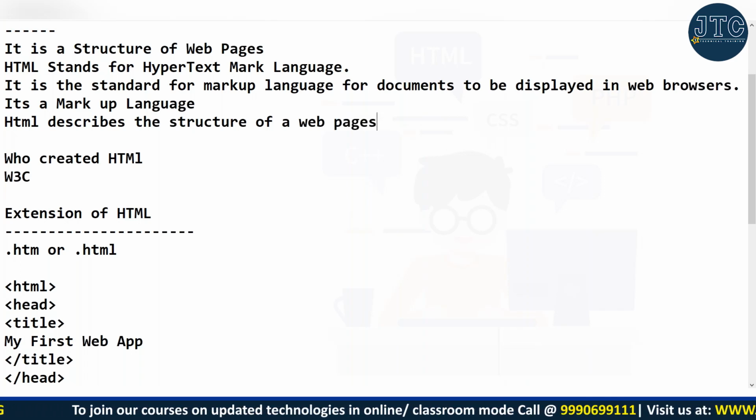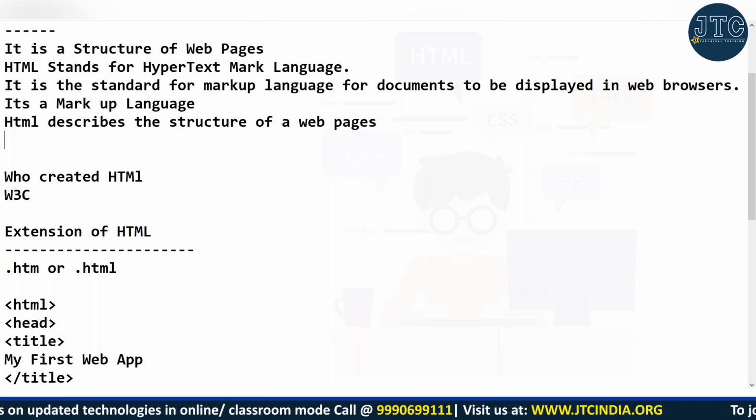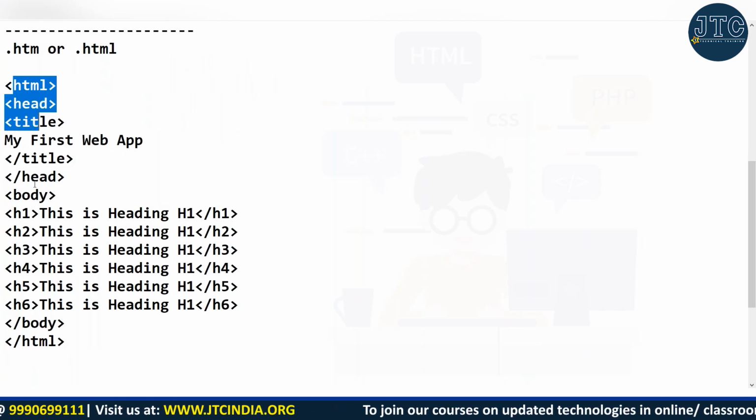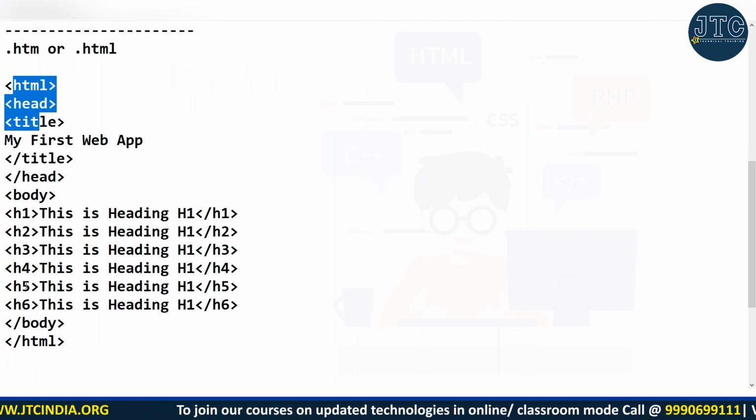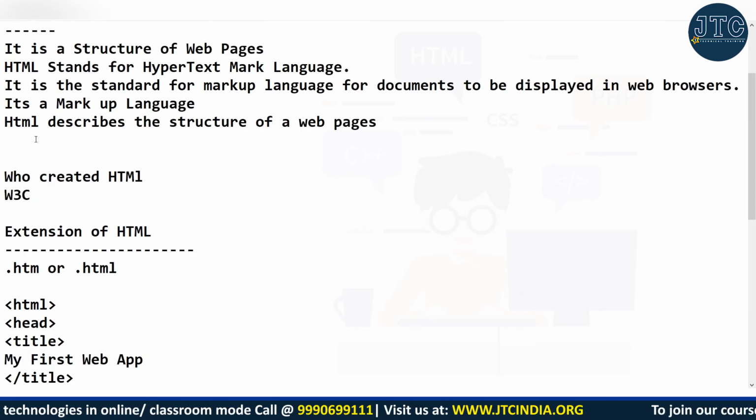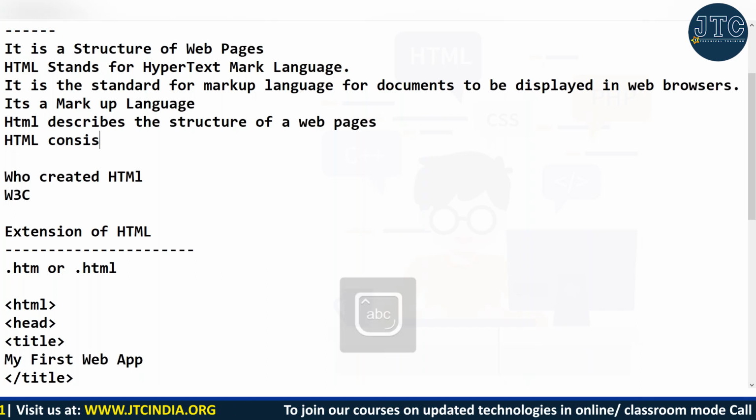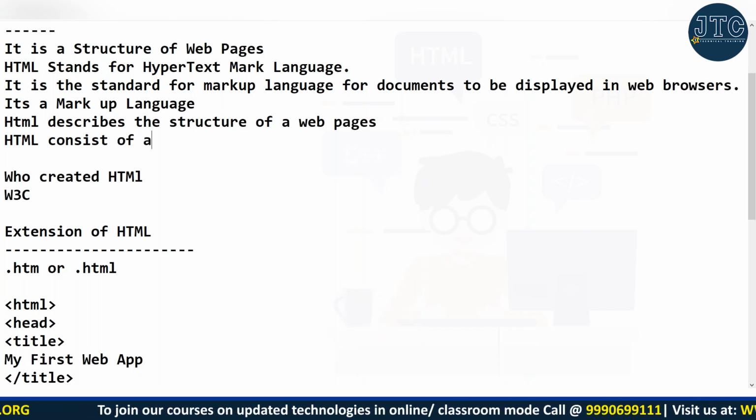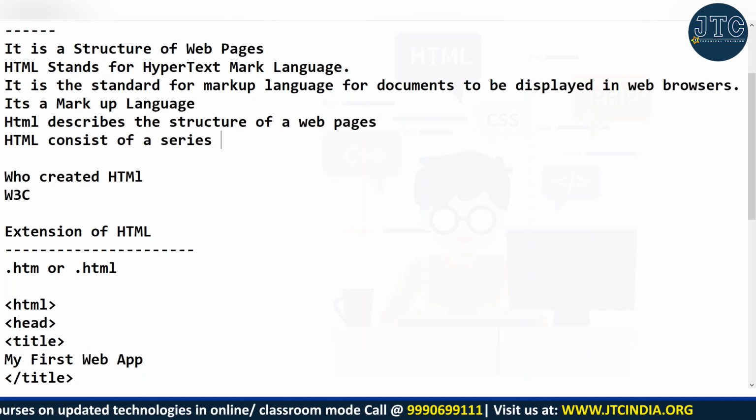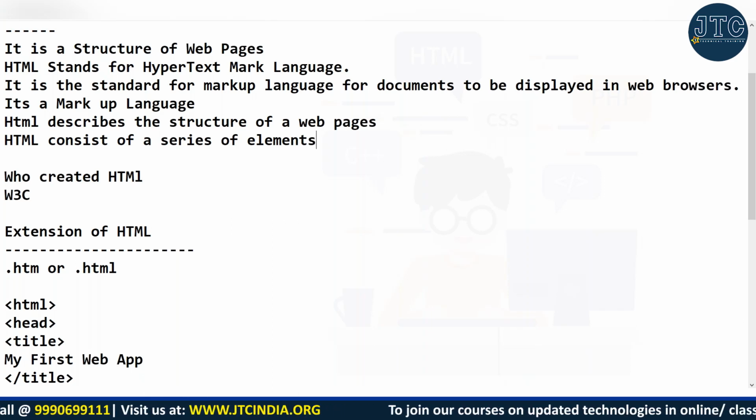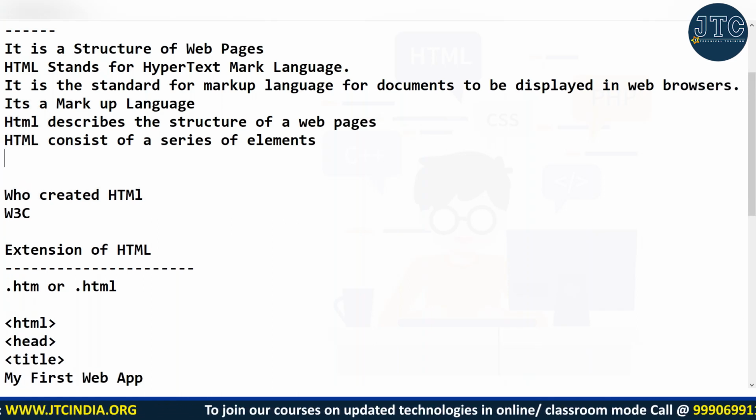HTML basically consists of a series of elements. Head, title, then H1, H2, H3, H4, this is called a series of elements. HTML consists of a series of elements, right? HTML elements tell the browser how to display the elements.